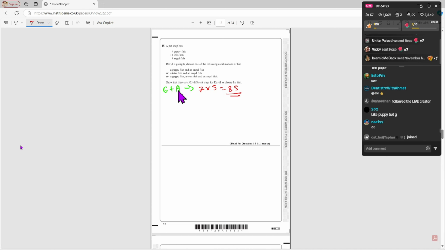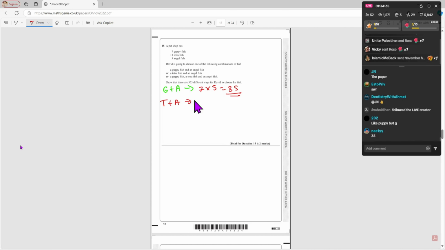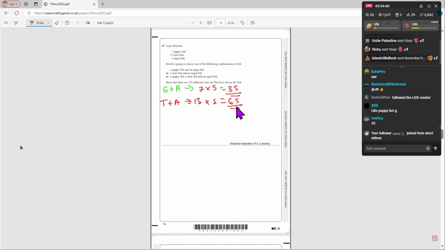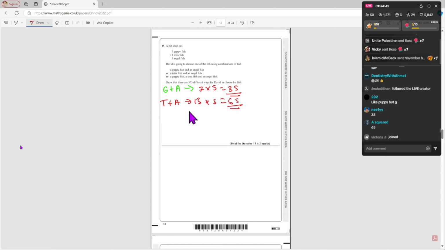Okay? And then we're going to do the same thing with tetra fish and angel fish, which is going to be tetra plus angel. It's going to be 13 times 5, which is going to be 65 combinations altogether for the tetra and the angel fish.